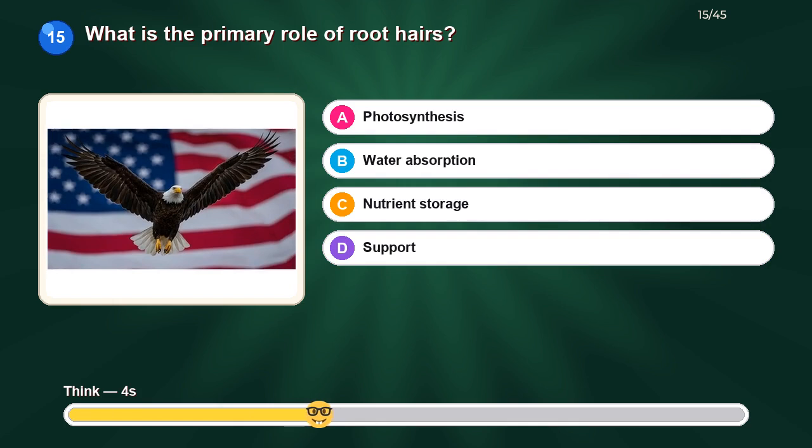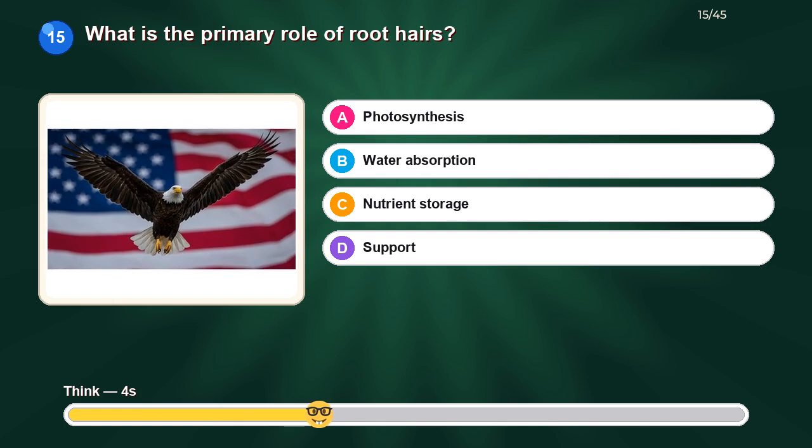Which of the following describes a flower that cannot be divided into two similar halves? Option A, actinomorphic. Option B, zygomorphic. Option C, asymmetric. Option D, symmetrical. The correct answer is asymmetric.